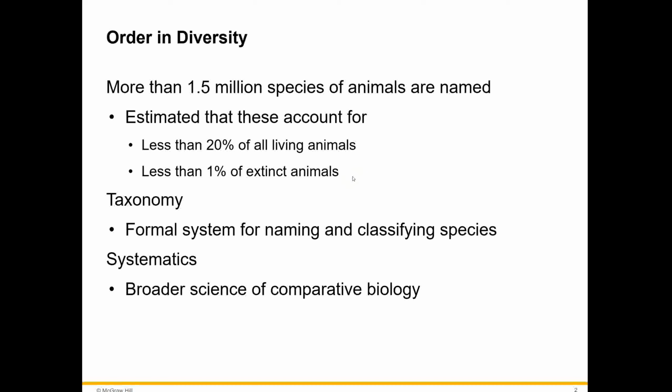You know, we've talked in class. Fossilization is pretty hard to take place, and so if you don't have evidence for things, well, you're not going to be able to name them. If you don't see it, you can't name it. Taxonomy is a formal system for naming and classifying species, and systematics is the broader science of comparative biology. So taxonomy is kind of our modern classification, which we're going to talk about, and systematics is this broader umbrella that taxonomy fits underneath.